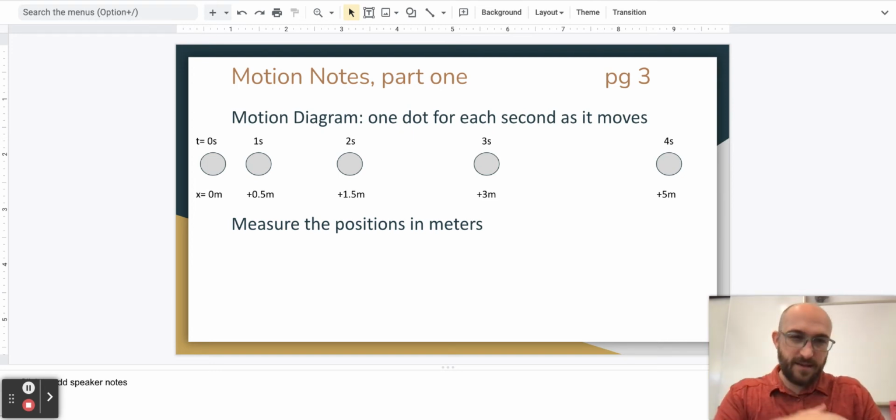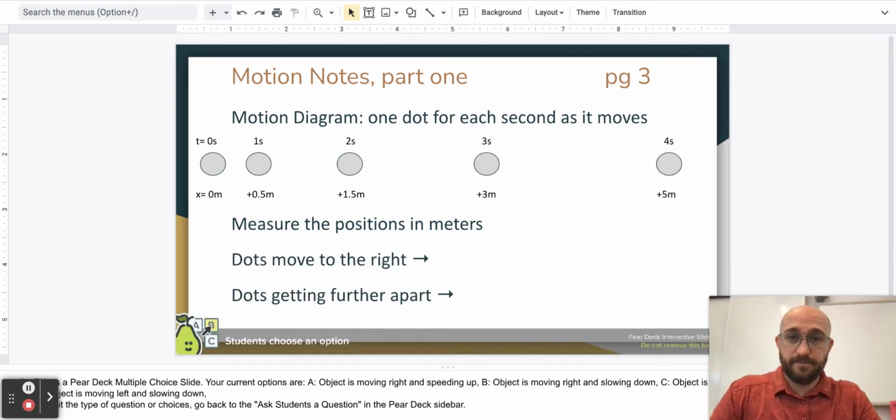We can now take these positions, and we can use them to find our displacements. Remember that displacement is the change in position. But first, a little analysis.